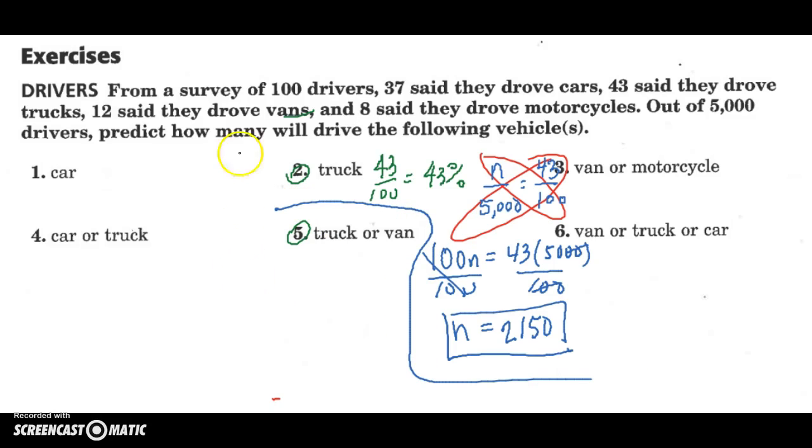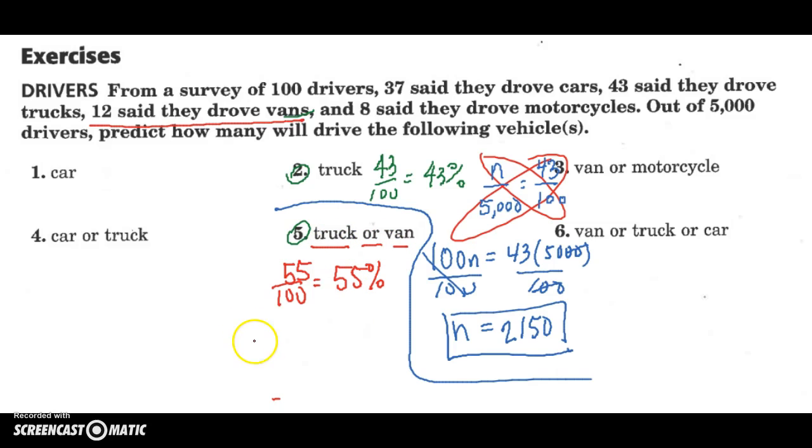I'm going to scoot over here and do number 5. Now it's a truck or a van. So trucks were 43, vans are 12. And 43 plus 12 is 55. And there were 100 originally surveyed, so I predict 55% from my experiment drove a truck or a van.